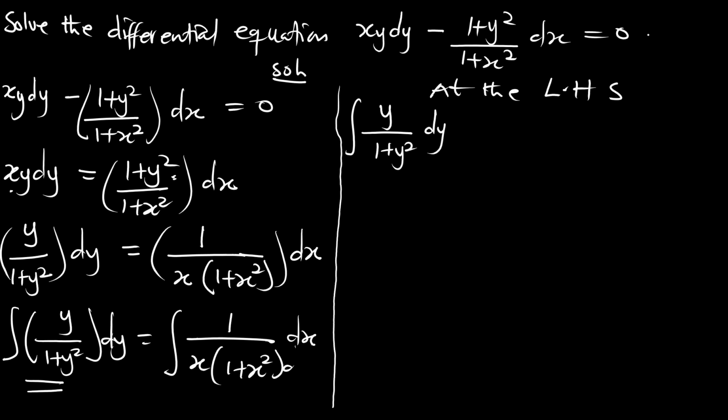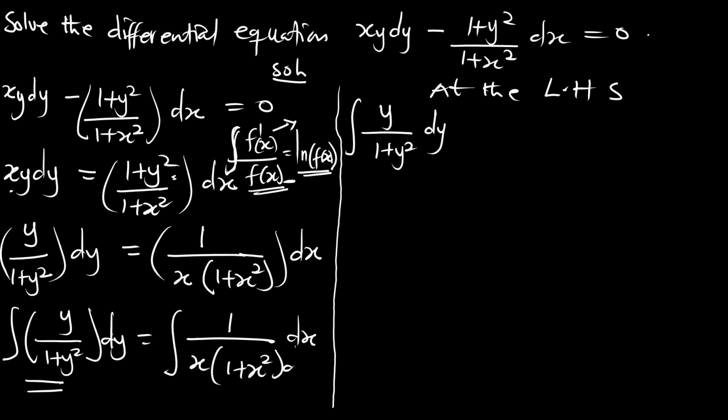Remember, if you have this integration where we are going to have the integral of f prime of x over f of x, the answer is going to be the natural log of f of x, right? So anytime you have an integration where the numerator is the derivative of the denominator, then the answer is going to be the natural log of the denominator. So same thing is happening here.